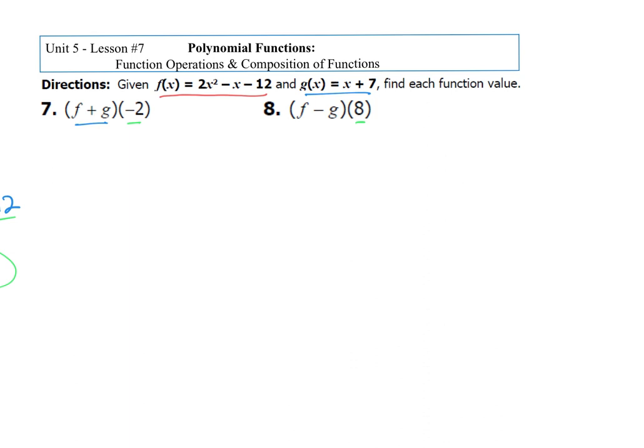So that would mean we're going to take f of negative 2, meaning we put negative 2 in for all the x's in f's function, and we're adding it to g of negative 2. Okay, so we're going to get two numbers from each of these things, and we're going to add them together. There's so many different ways you can do that.